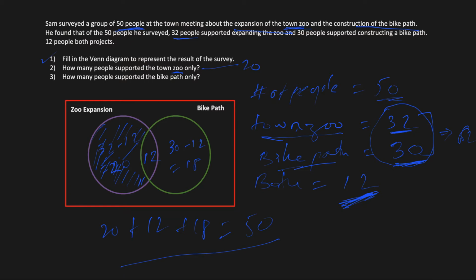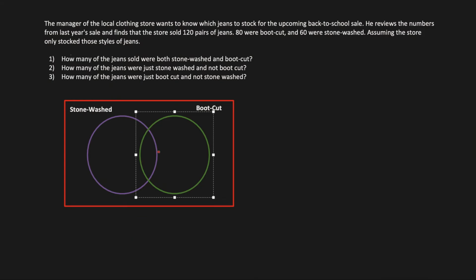And then we'll look at how many people supported the bike path. And let me just change the color so it's just easier. How many people supported bike path only? So we'll look at only this part of the circle and not the center part. And we know that this was 30 minus 12, which is 18. So only 18 people supported bike path, 20 people supported town zoo expansion, and 12 people supported both. Cool. Let's look at another, which is our last example.